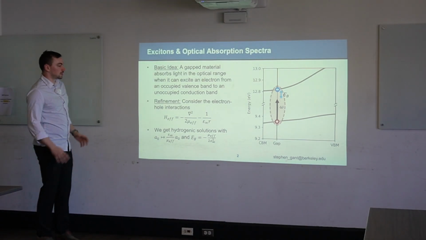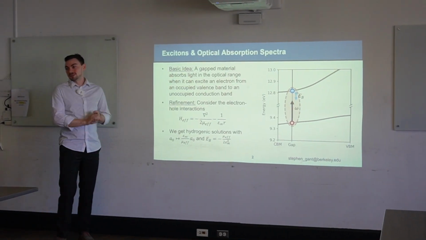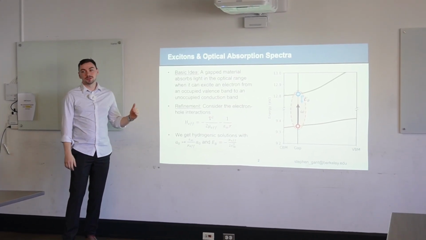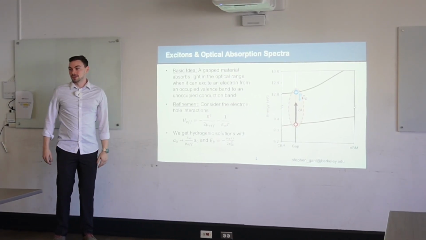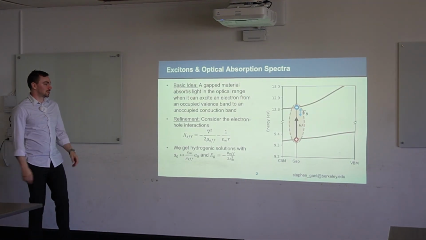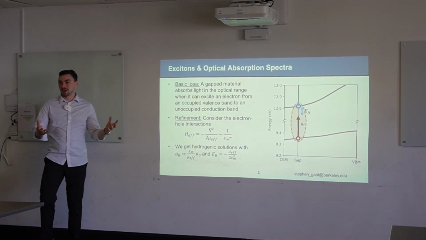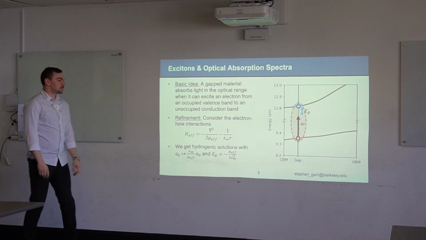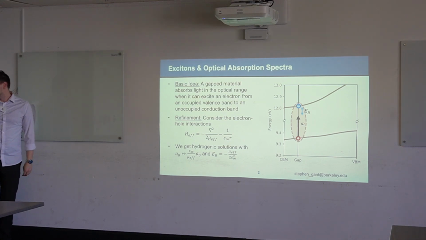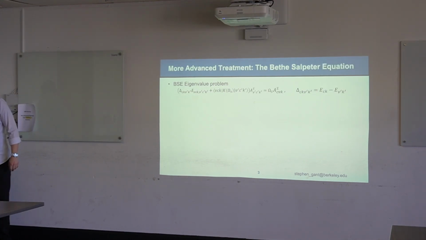The main point is that there is some kind of bound state that forms when you create this type of excitation. And that bound state lowers the energy required for that excitation by some amount. Colloquially, within the community, we call these things excitons, and they have some kind of binding energy, E_B. So this is a very simple picture that was developed quite a while ago by Wannier and Mott. But we can do better.